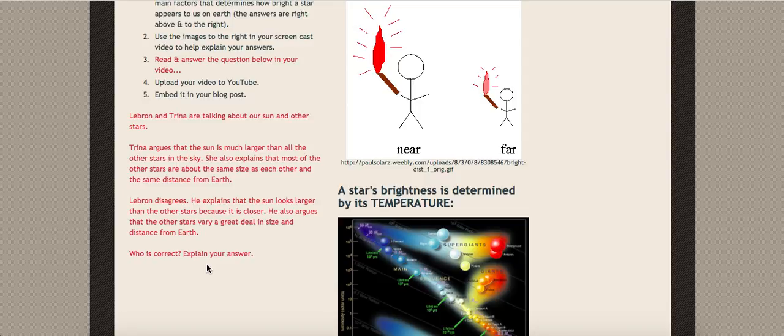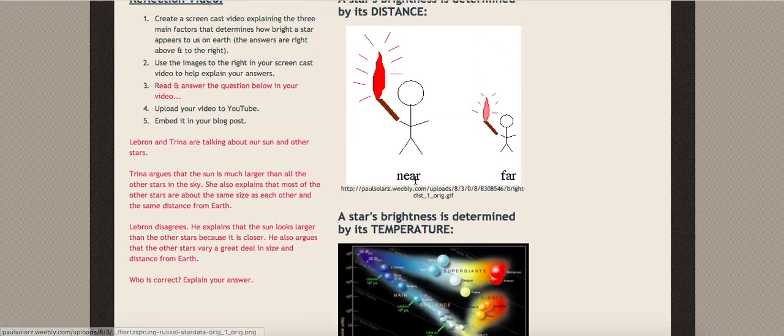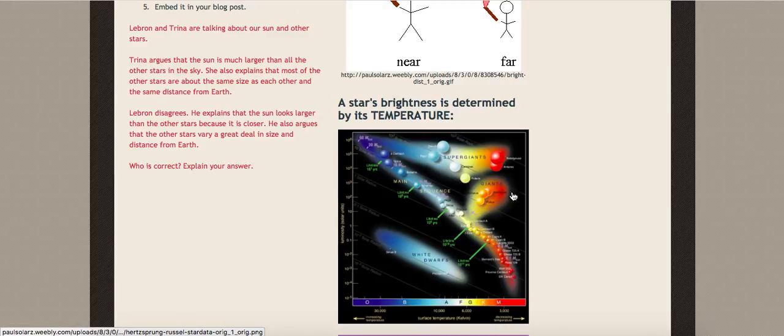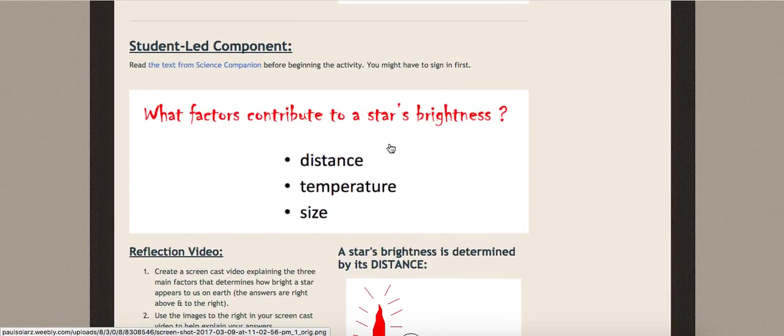LeBron's also right, and Trina's also wrong, because LeBron explains that the sun seems bigger because it's closer and brighter. But Trina says all the stars are relatively the same size. That's not true. It's just that most of the bigger stars are farther and the smaller are closer. I don't know if that's true, but it's not determined. They're not all the same. They're all different sizes. It's just factored by the brightness, the size, the temperature, and the distance.